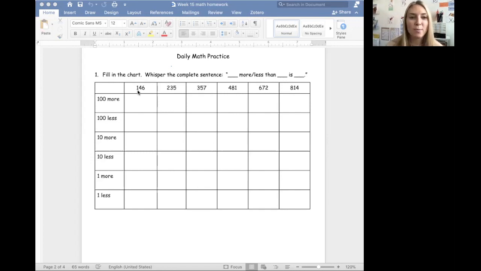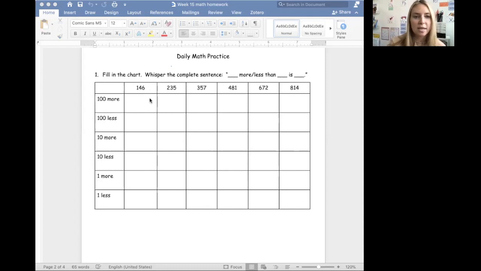Earlier in the year, when we saw these kind of problems, students were trying to do like 100 more and they were trying to add in 100 ones. Yes, that's true, but it's easier if you just visualize that this is the hundreds place. So you're going to add here. So today's homework looks like this.